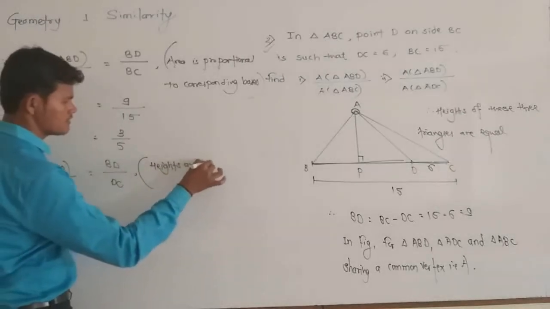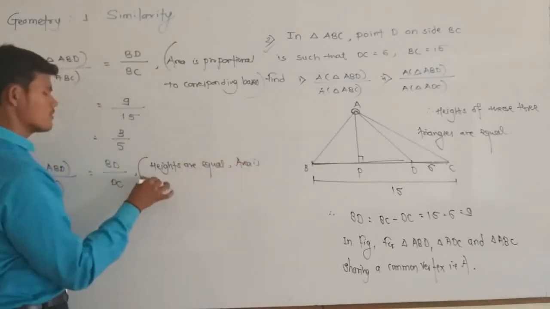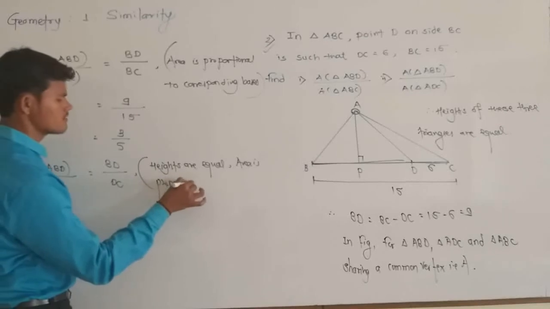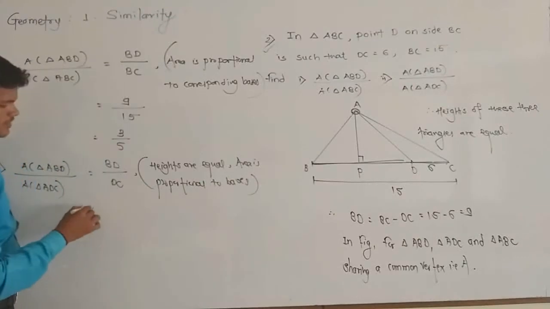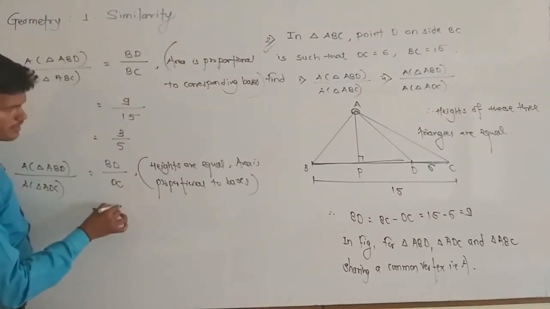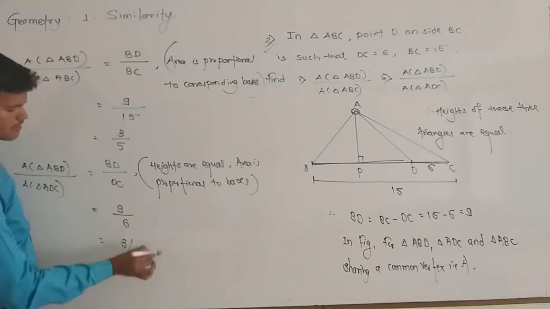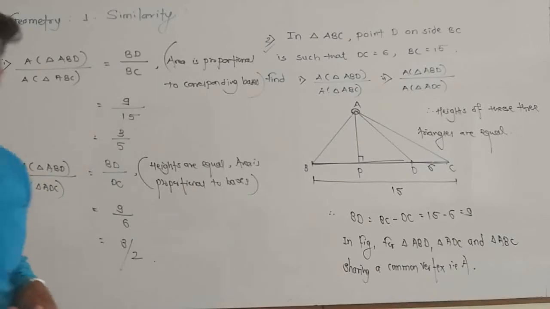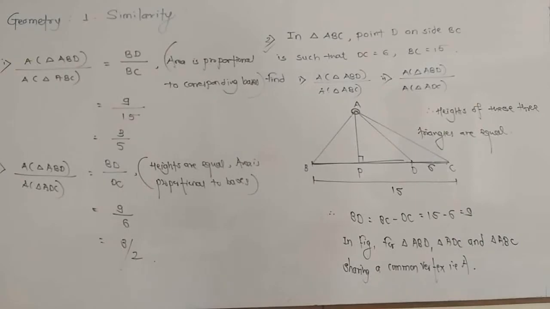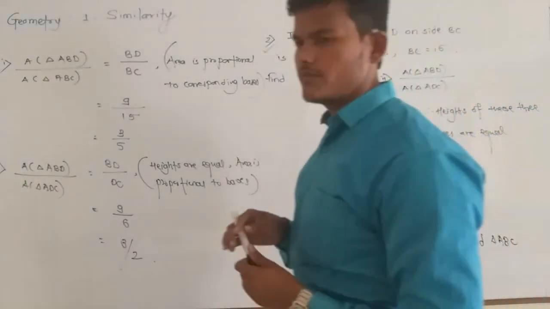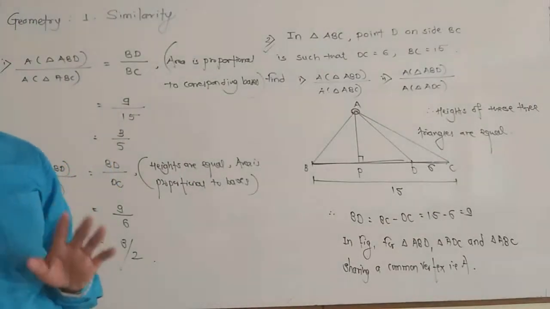Write down the reason. Heights are equal. Area is proportional to bases. Reason is compulsory. So length of BD is 9. Length of DC is 6. So write in simplest form, that is 3 by 2. So we get the ratio of area of triangle ABD to area of triangle ADC is equal to 3 upon 2. So this is how to find ratios of areas of two triangles. For that we have seen 4 more important properties.